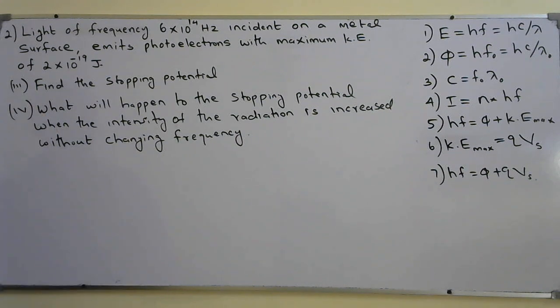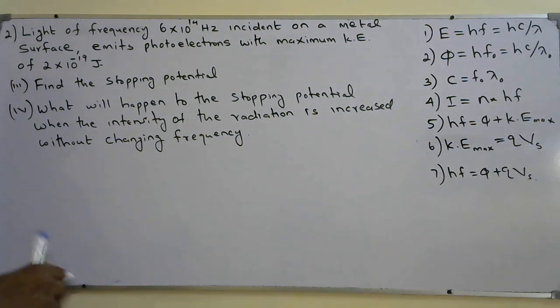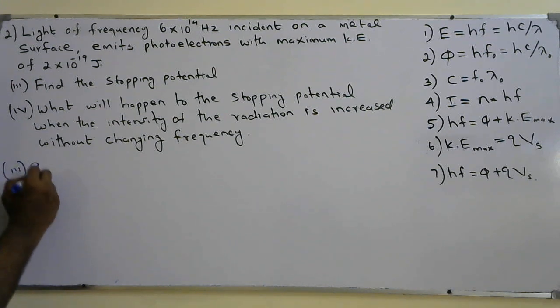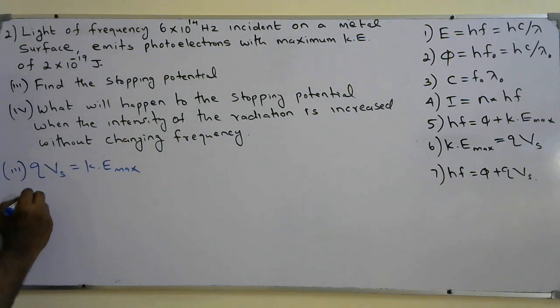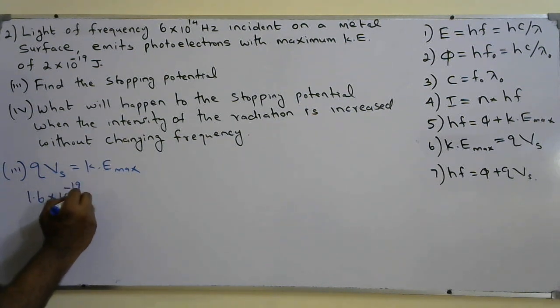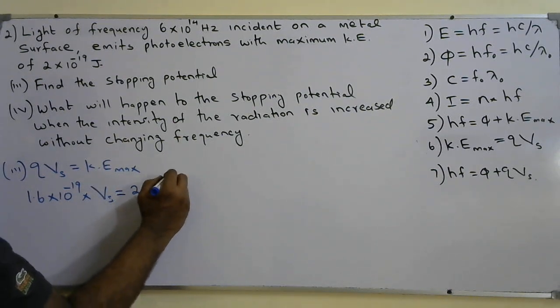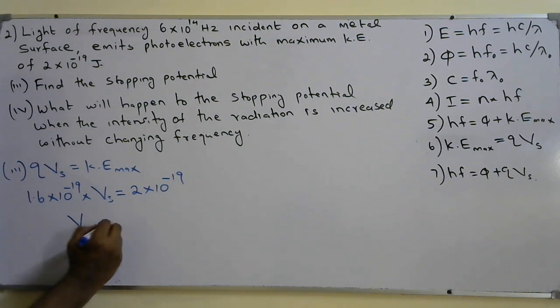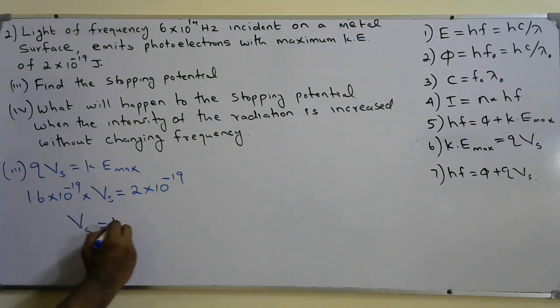Okay, so third part, find the stopping potential. Already we found the kinetic energy of the fastest electron. We know the kinetic energy is 2 into 10^-19. Stopping potential they are asking. So third part, we know that QVs is equal to KE max. 1.6 into 10 to the power minus 19 is the charge of electron. Vs equal to kinetic energy 2 into 10 to the power minus 19. Find the Vs. So Vs will be equal to 1.25 volt.